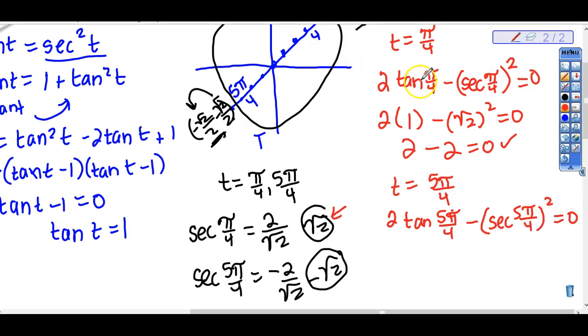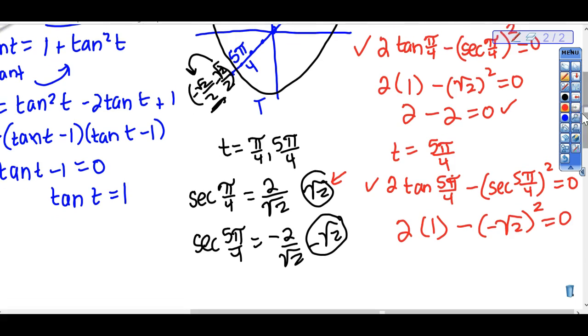And if you've got this whole plug-in values figured out, you could probably skip the step where we actually substitute the value for t and go straight from t equals pi over 4 to 2 times tangent 5 pi over 4, which is 1, minus negative square root of 2 quantity squared, plugging in the secant of 5 pi over 4. And then we'll simplify. So this answer is 2.